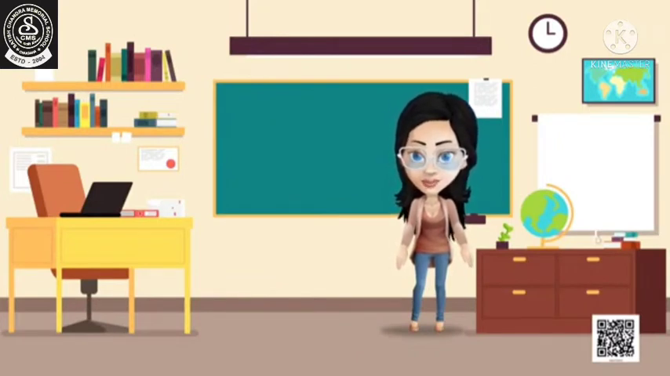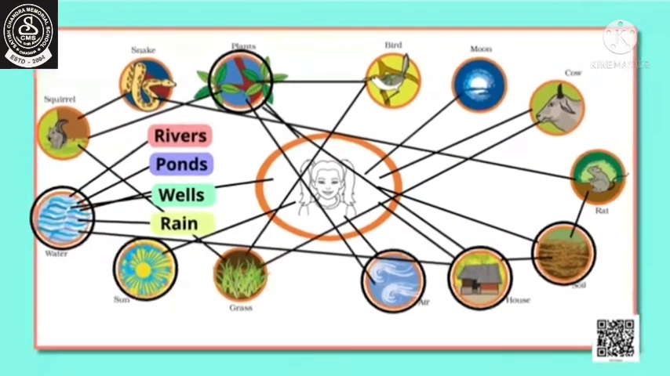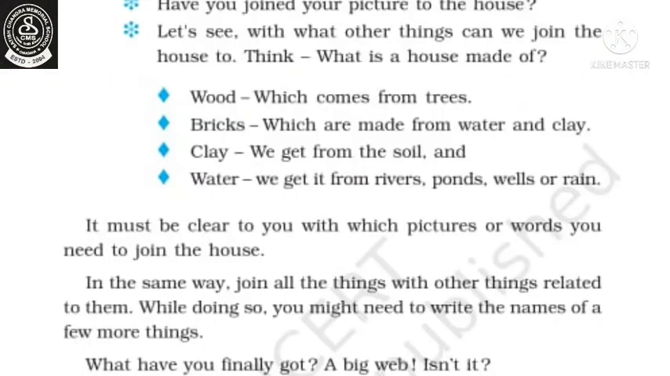Nothing is here which can survive on its own, and in this way we get a web. And this is the web of life. Look at your book. You can see it is written here. Let's see with what other things we can join the house.